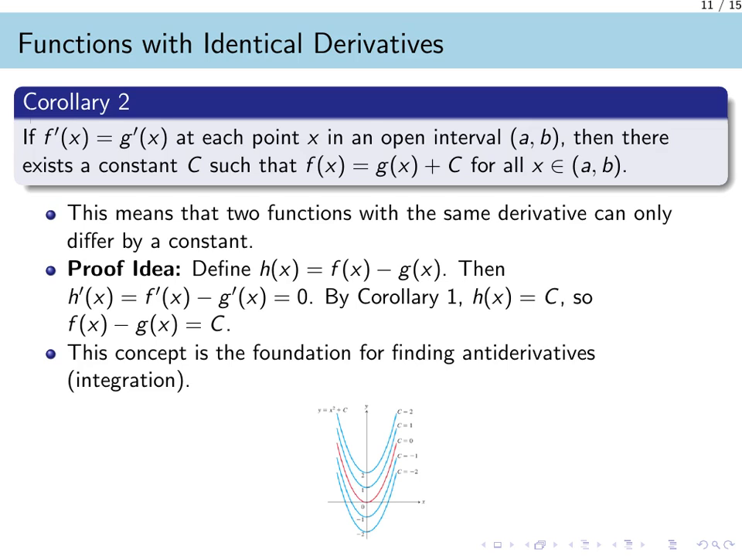From our previous corollary, we know that a function with a 0 derivative must be a constant, which we can call c. This means that f of x equals g of x plus c. For instance, many functions have a derivative of 2x, but they all must be of the form x squared plus some constant, representing a family of vertically shifted parabolas. This principle is the foundation for finding antiderivatives, a process we also call integration.